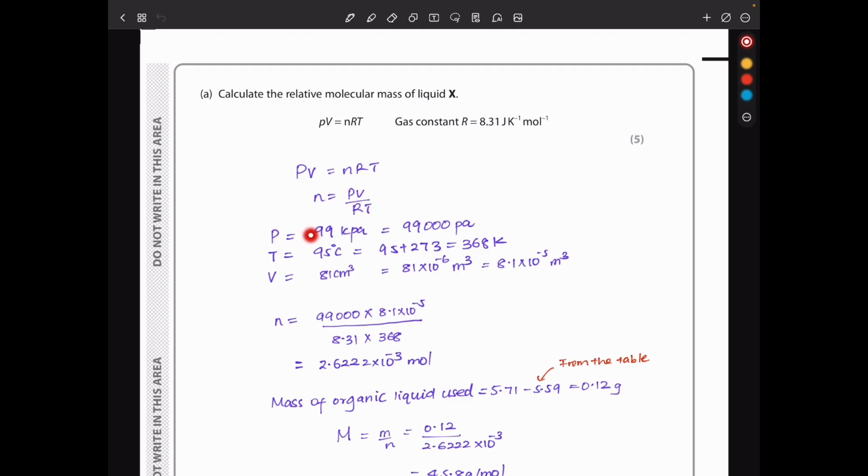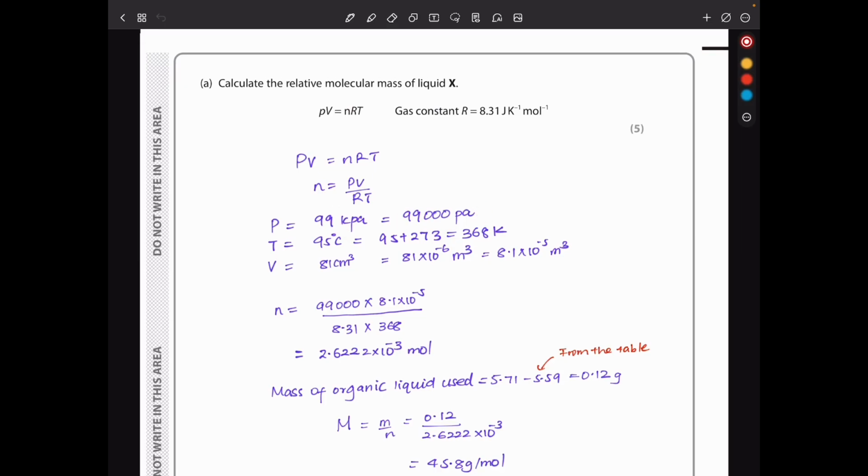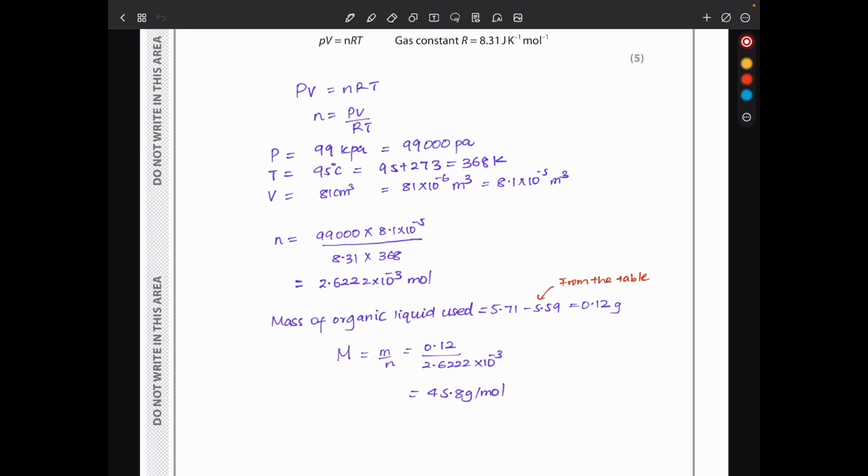From the table, pressure given is 99 kilopascals. Multiply that by 1000 to convert it into pascals. The temperature is 95 degrees Celsius. We convert that to Kelvin by adding 273, giving us that.